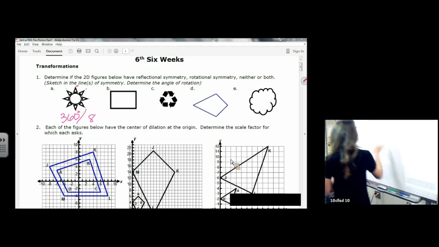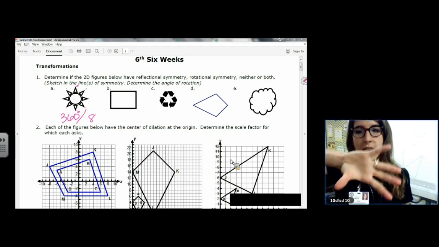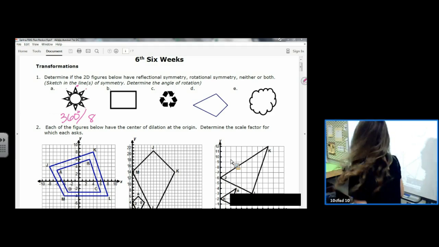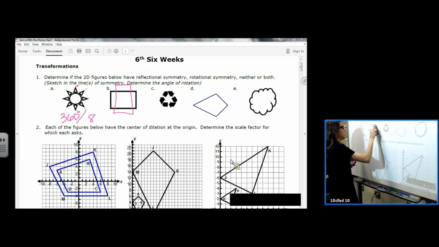Okay, this one. If this is a true rectangle and not a square, then I could not rotate it 90 degrees, right? If I rotated it 90 degrees, it would not look like it started, but if I did a full 180 degree rotation, it would land where it started. So this one has just 1.